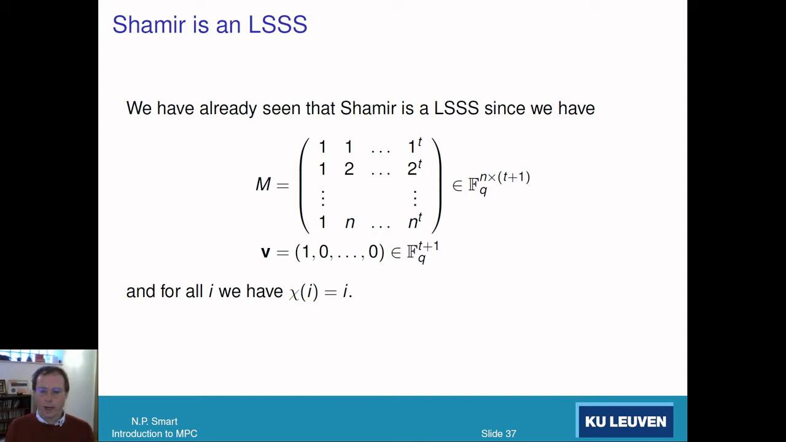Okay, so we've got this general thing of linear secret sharing schemes. It just seems a generalization. Is it useful? Okay, so it's exactly what we had for Shamir. For Shamir, we had this matrix which just happened to have as many rows as we had parties. It was n by t plus 1. Okay, so that's where this comes from. The target vector was (1, 0, 0, 0, ...), and we assigned party 1 row 1, party 2 row 2, and party n row n, which is what the function chi does. So Shamir is a linear secret sharing scheme. So what we've just done is a generalization of what we did in the previous lecture.